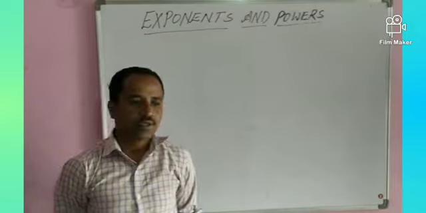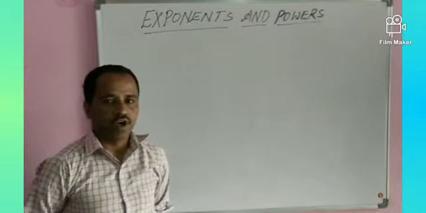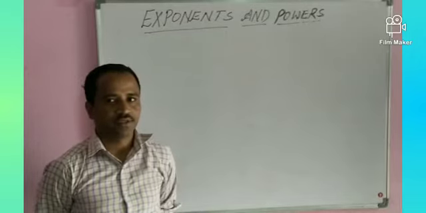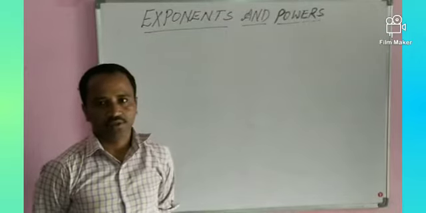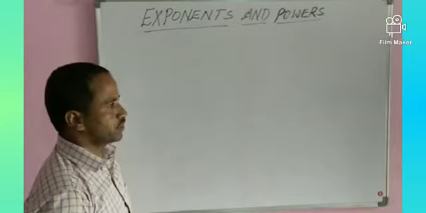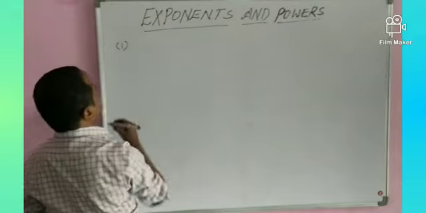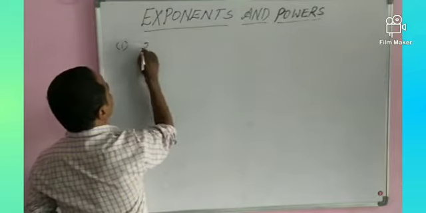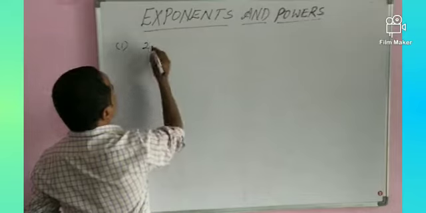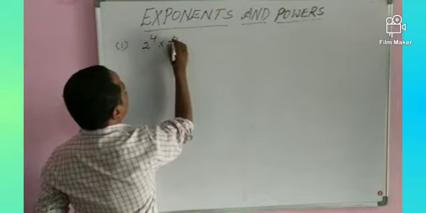Dear students, we already learned some important formulas of laws of indices and laws of exponents in the previous class. Today we are discussing some example problems. First problem is 2 power 4 into 2 power 5.